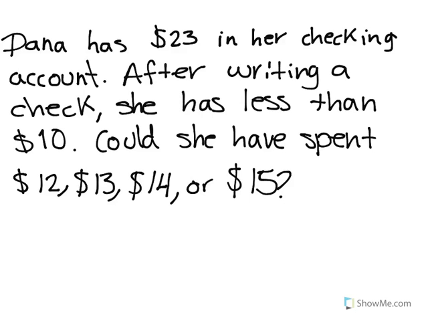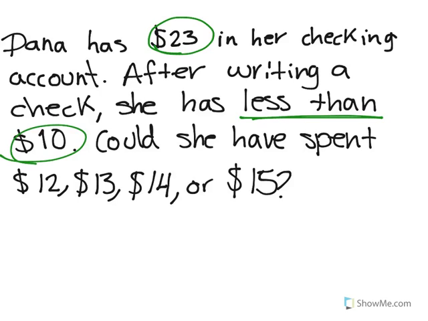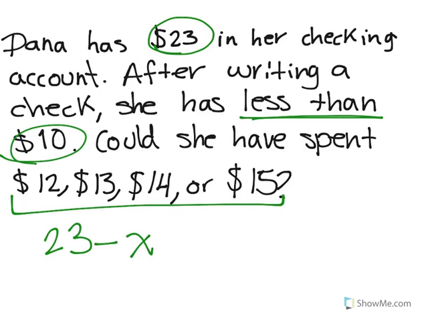Now we will see another example. It says Dana has $23 in her checking account. After writing a check, she has less than $10. Could she have spent $12, $13, $14, or $15? So first let's see what equation this problem is representing. So we have $23 minus some amount. We don't know what the amount is, and we're trying to find out if it could be one of the amounts that we have listed right here.